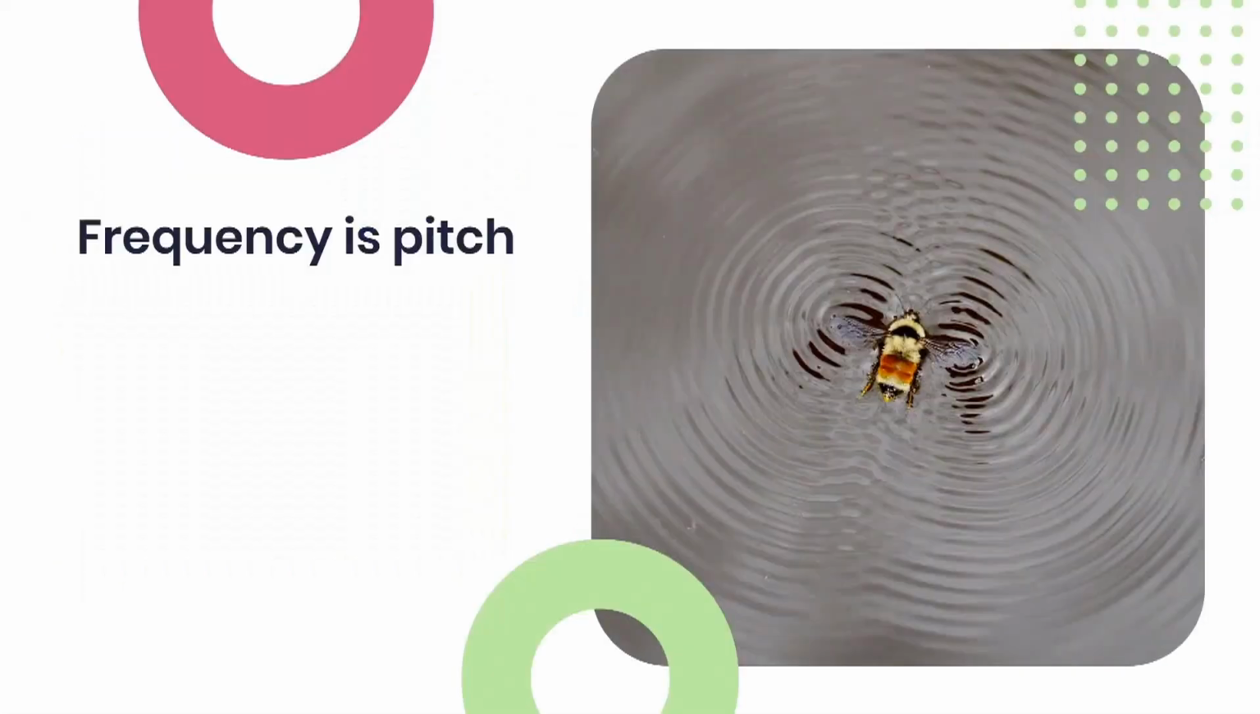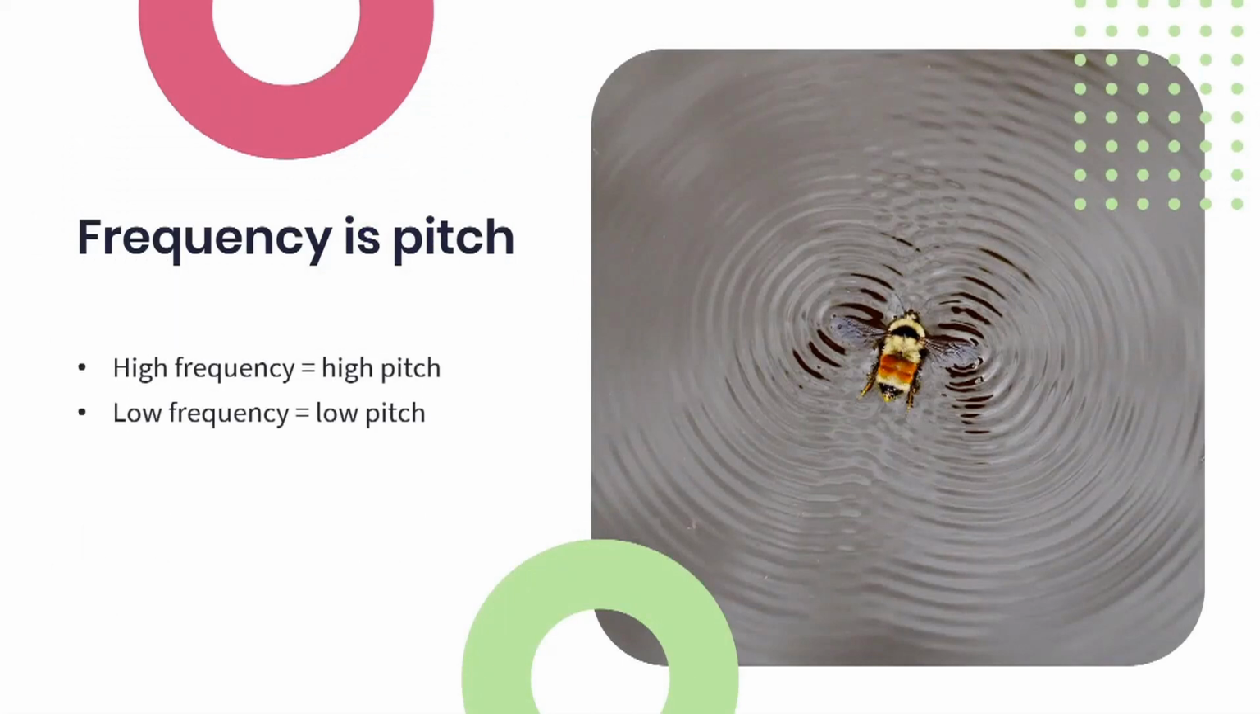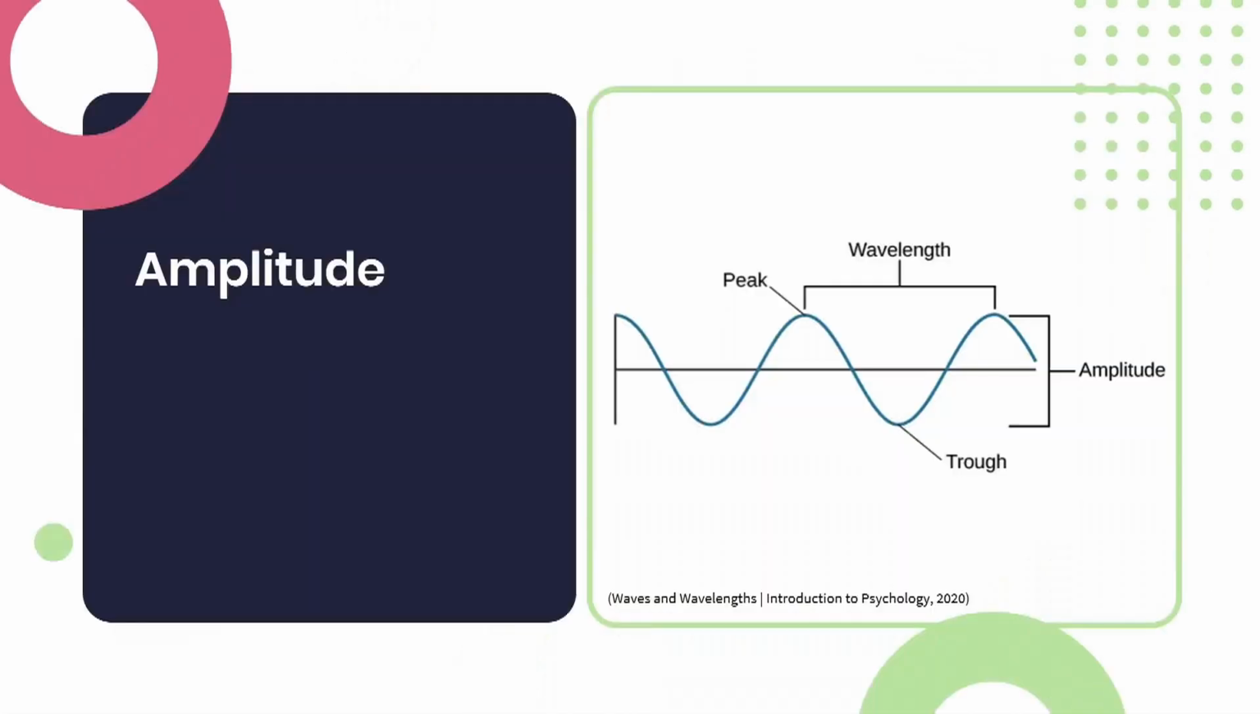We refer to how high or low a musical note is based on its pitch. The higher the frequency, the higher the pitch. Similarly, the lower the frequency, the lower the pitch. So, if frequency is related to pitch, how do we measure loudness?